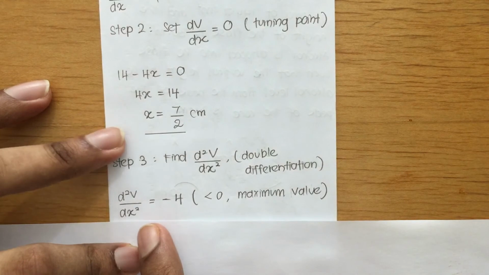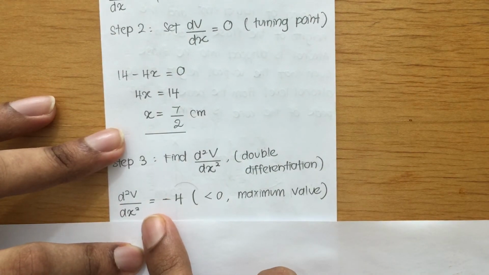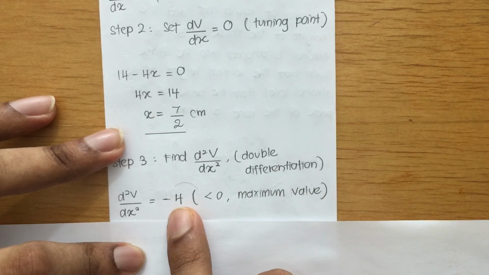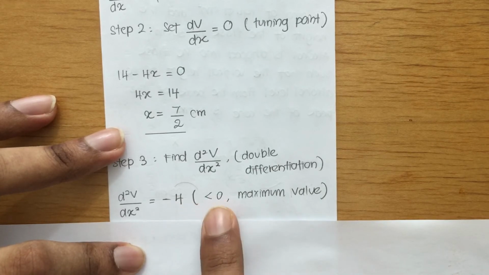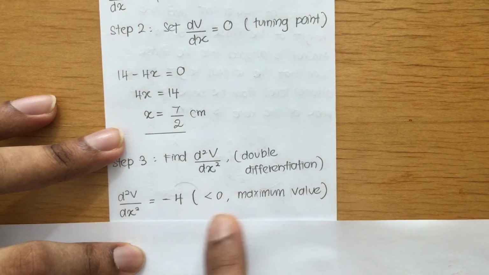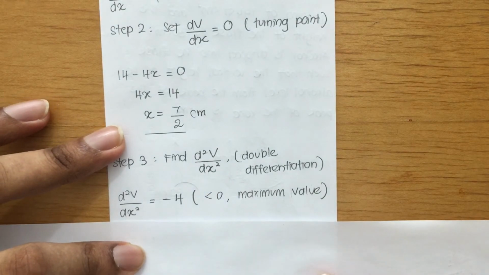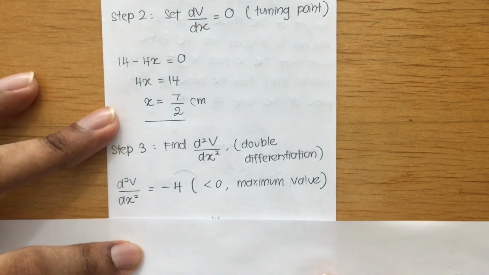Since we do the double differentiation over here, d²V/dx², within here you get your answer is negative 4. So negative 4, since it's less than 0, this will give us the maximum value. We have already confirmed it using our double differentiation. Moving on to the next step.